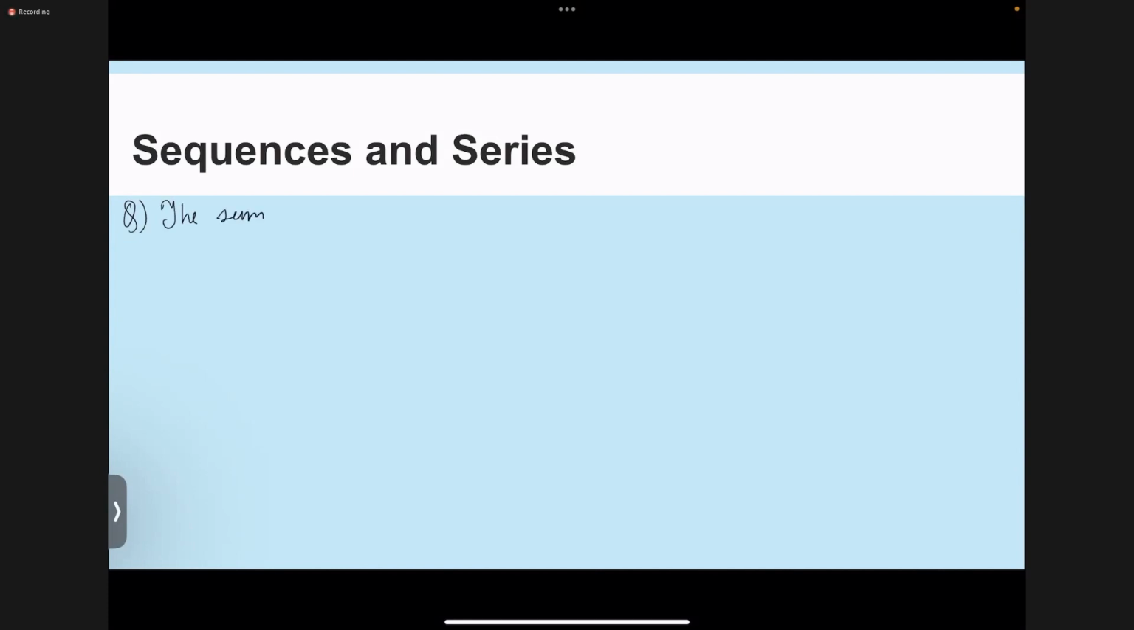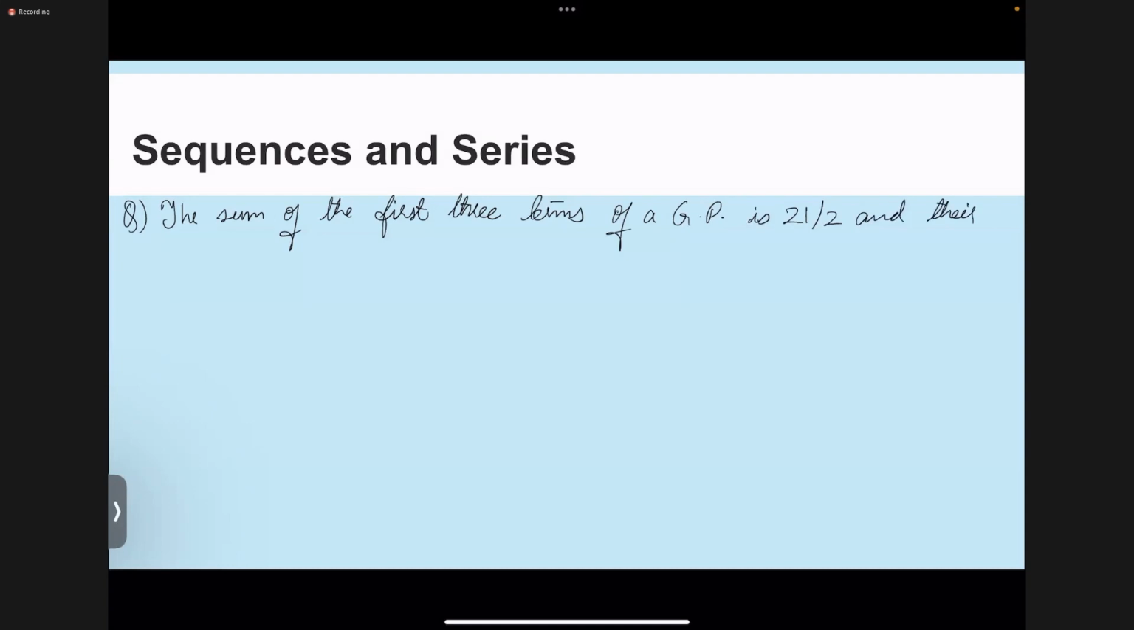The sum of the first three terms of a GP is 21 by 2, and the product is 27. Find the common ratio.